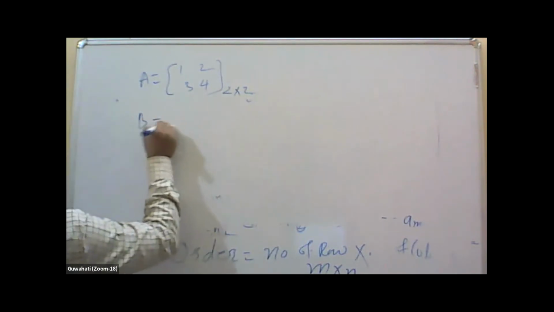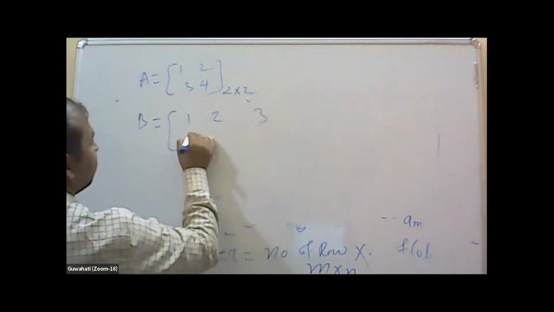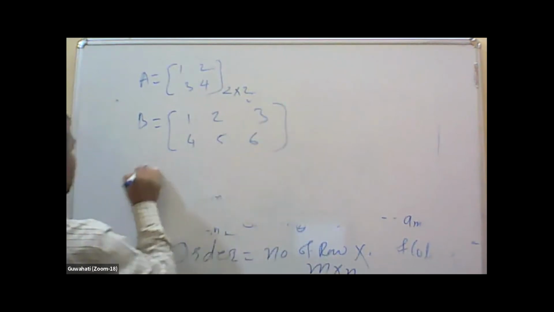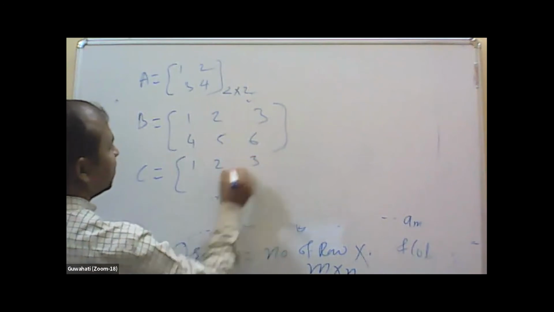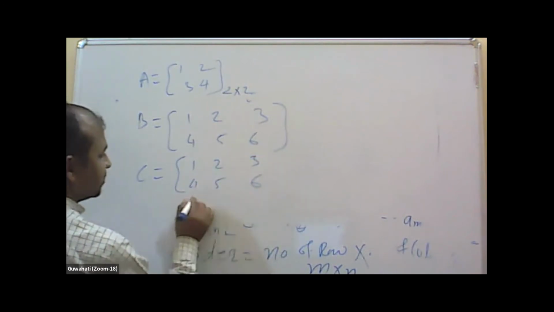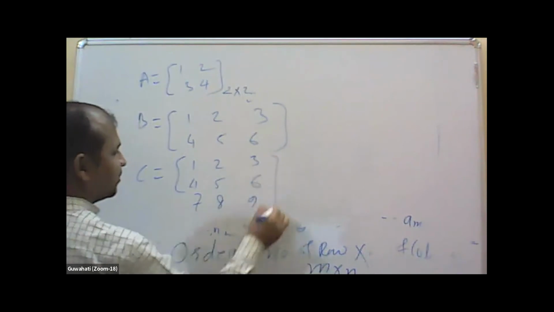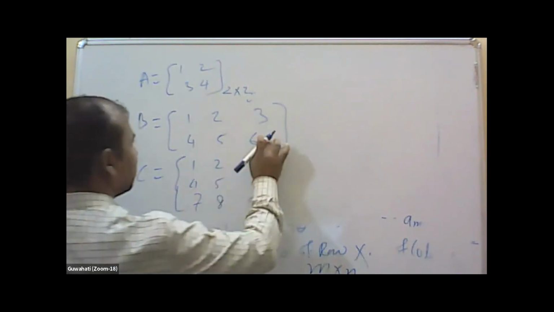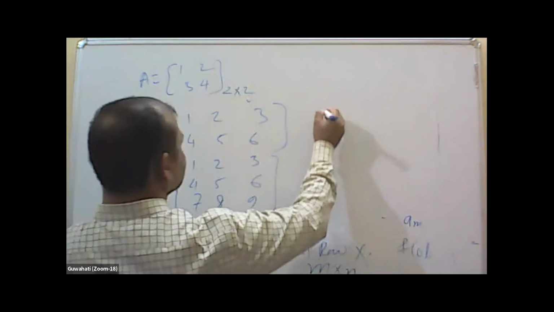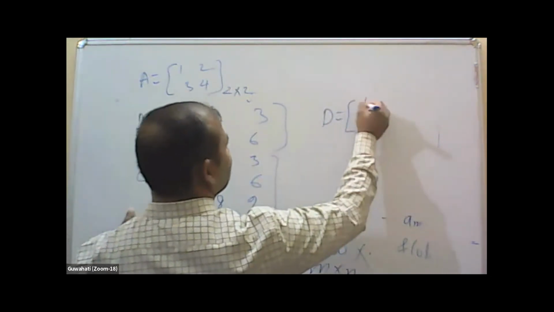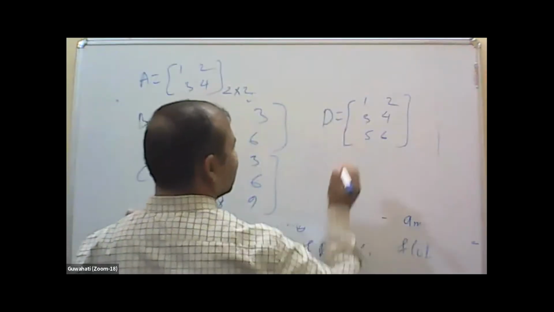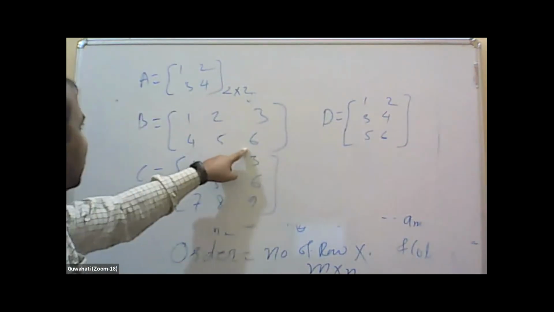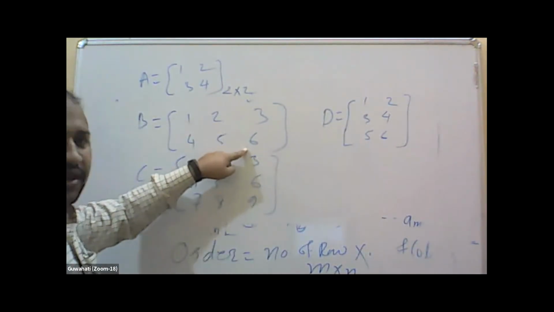Suppose my another matrix B is 1, 2, 3, 4, 5, 6. What is the order of this? Then 1, 2, 3, 4, 5, 6, 7, 8, 9. What is the order of this matrix? And D is another matrix: 1, 2, 3, 4, 5, 6. What is the order of this matrix? How many rows and how many columns are there?